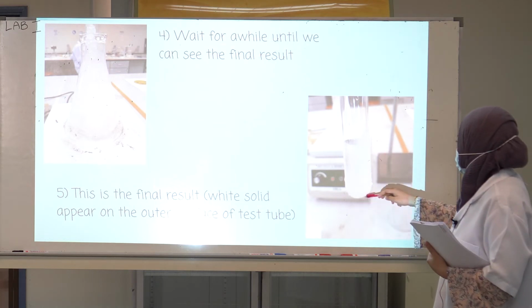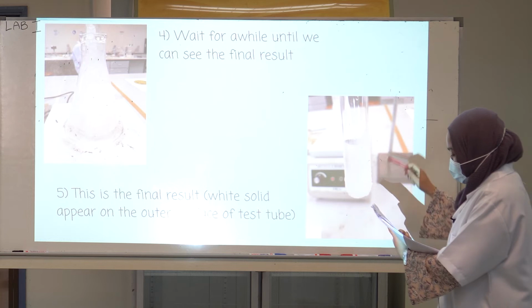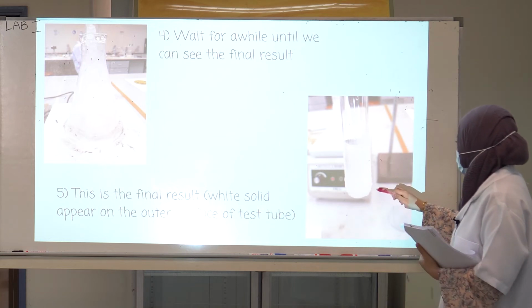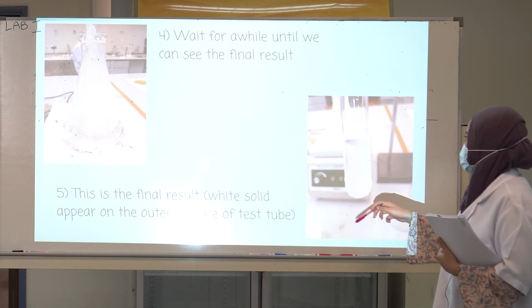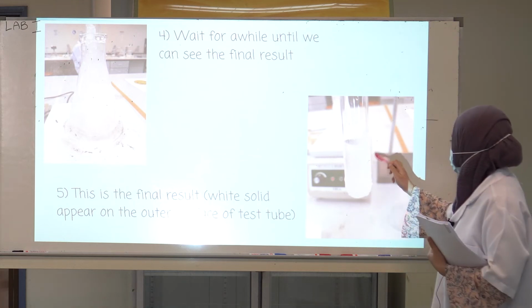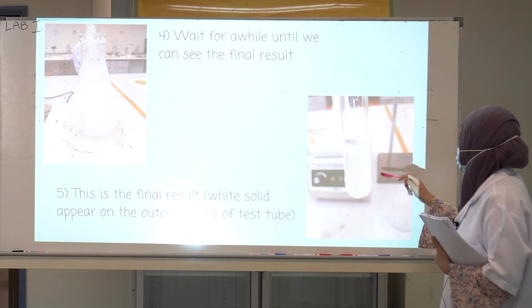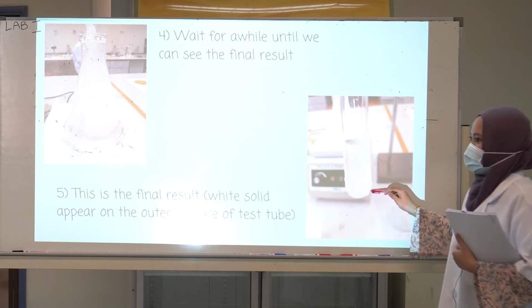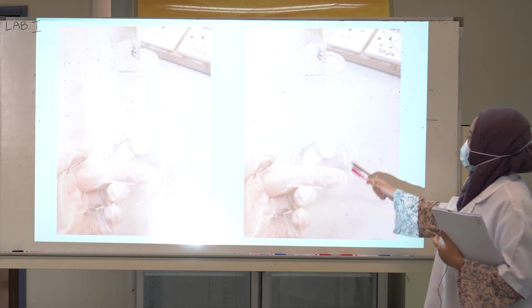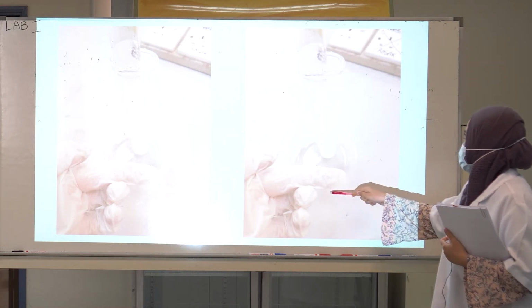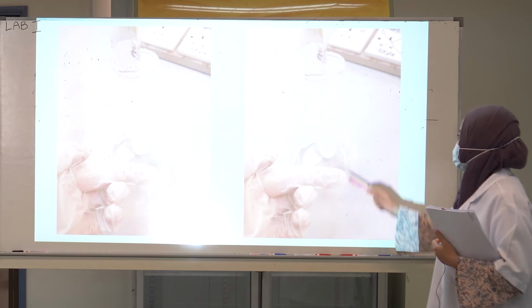We can see that gas has been turned into solid. When gas or vapor hits a cold surface, it will become a solid like this. And this is an example of the white crystal.